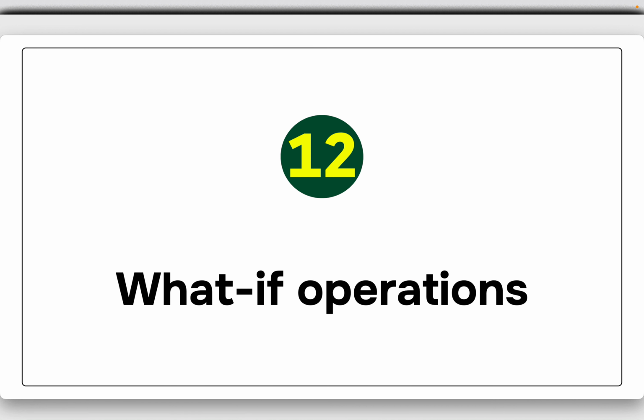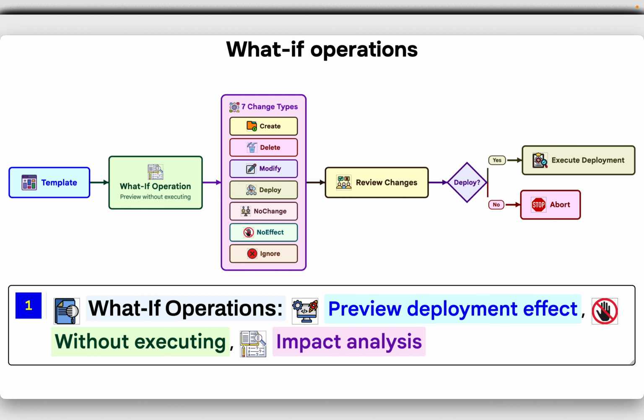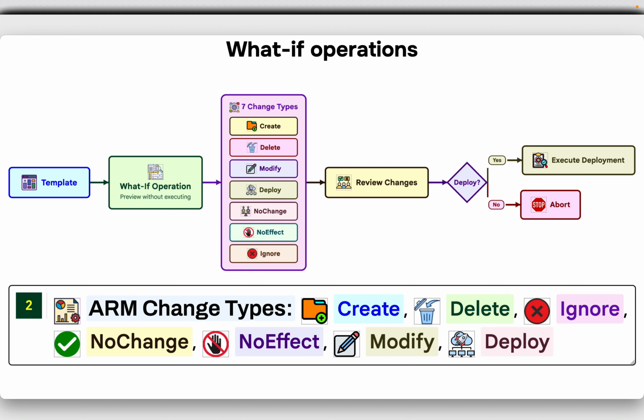12th topic is what-if operations. What-if operations let you preview the effect of a deployment without actually executing it. This is used for impact analysis before making changes. ARM supports 7 change types in a what-if operation. These are create, delete, ignore, no change, no effect, modify, and deploy.